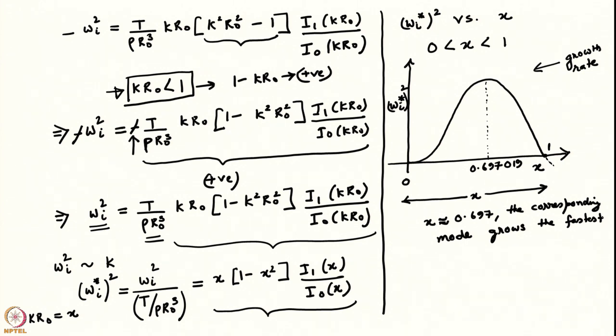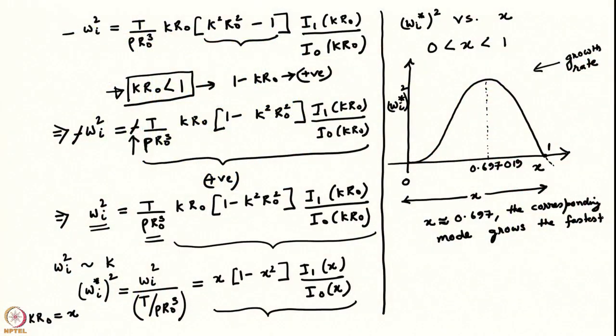It implies that if you have a spectrum of modes present in your initial conditions, and we are treating this by linear theory, and some of those modes are unstable, that is they satisfy kr0 is less than 1, then the mode whose kr0 is equal to 0.697 is the mode which is going to grow the fastest in time as time becomes larger and larger. And so it is going to increase exponentially in time, beating out all the other modes, some of which may also be unstable. So sufficiently later in time we are going to see this mode dominating over all other modes.